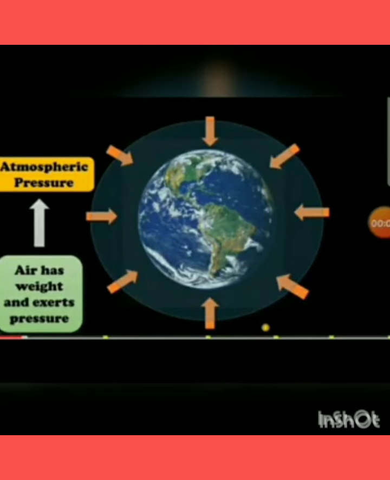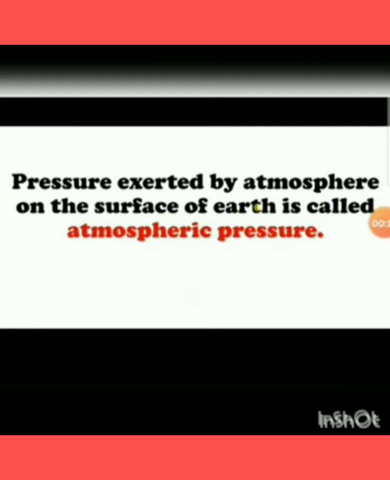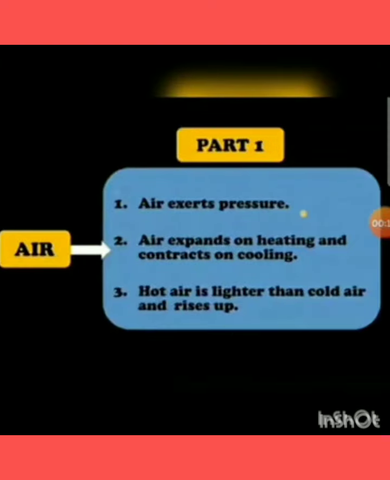Can you see this atmospheric pressure? Air has weight and exerts pressure, so it exerts pressure on the earth. Can you see the outermost layer? The pressure exerted by the atmosphere on the surface of the earth is called atmospheric pressure. Air expands on heating and contracts on cooling. Hot air is lighter than cold air and rises up.